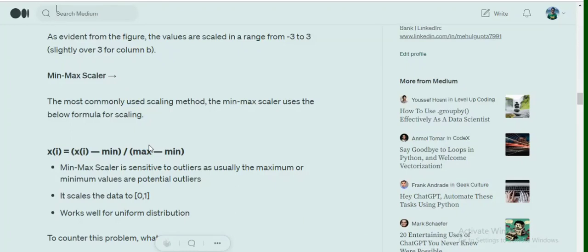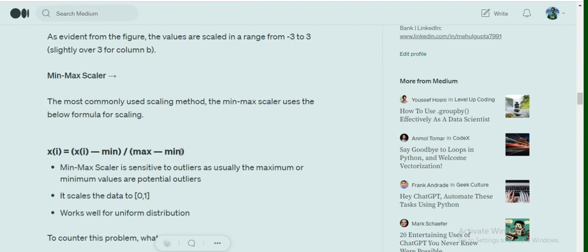So hi everyone, today we'll be talking about a very popular scaling method for numerical features called the min-max scaler. Basically, a min-max scaler follows the formula x minus the minimum of the numerical feature, divided by the maximum of the numerical feature minus the minimum of the numerical feature. So here is the formula written.